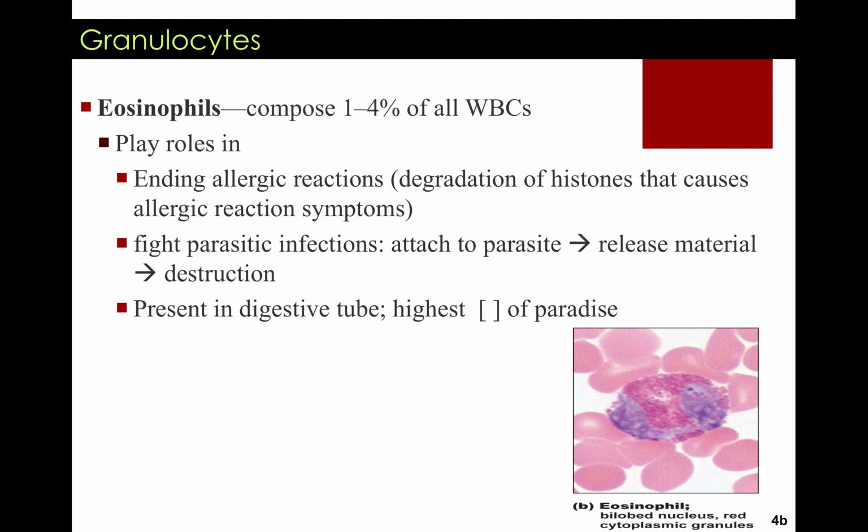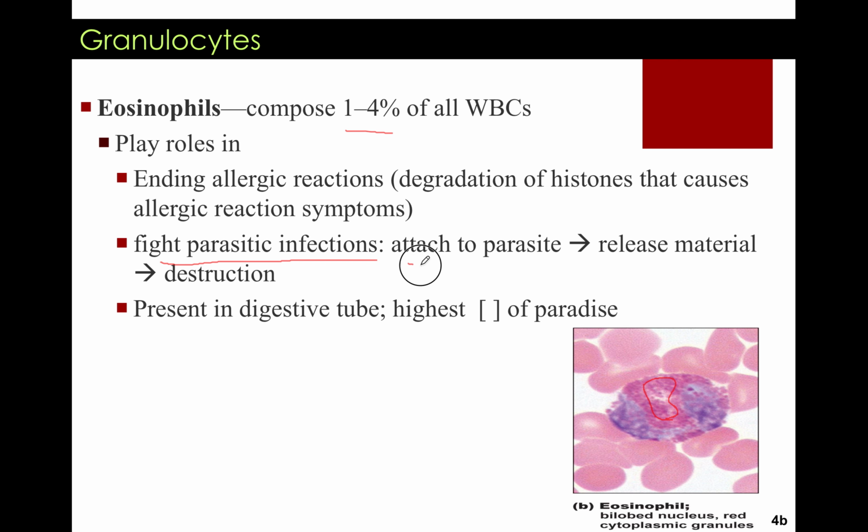Now, the second category of granulocytes, which are technically one of the least common types of white blood cells, are called eosinophils. So between every 100 white blood cells that you observe, you will observe 1 up to 4 of these eosinophils. They have very distinctive red granules, as you can see right here. Their main job is to fight off parasitic infections.